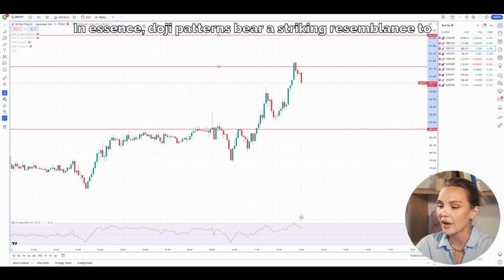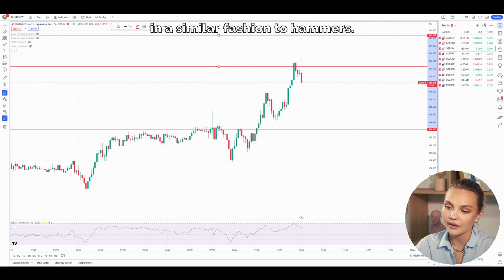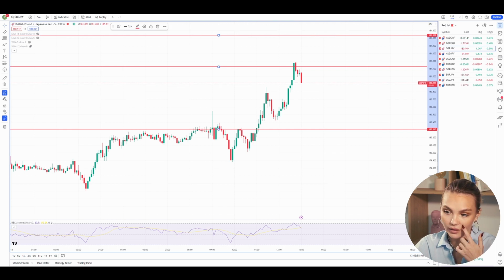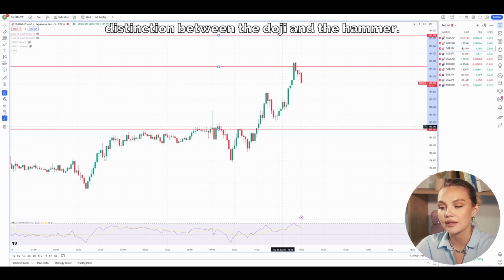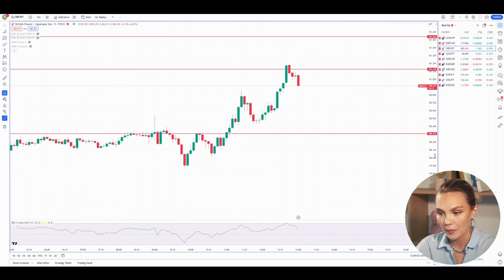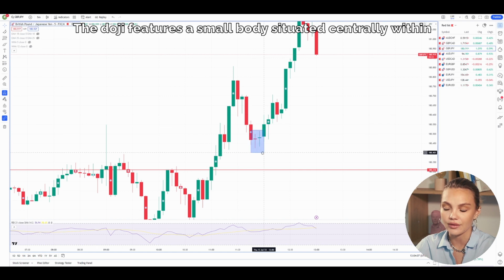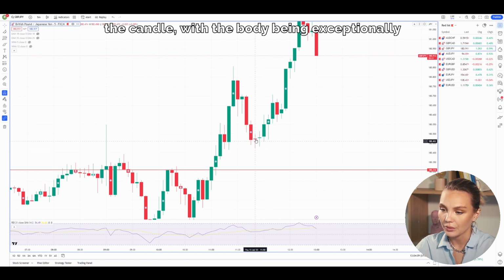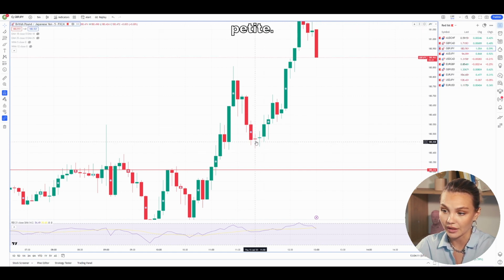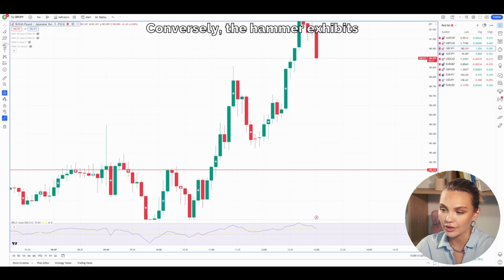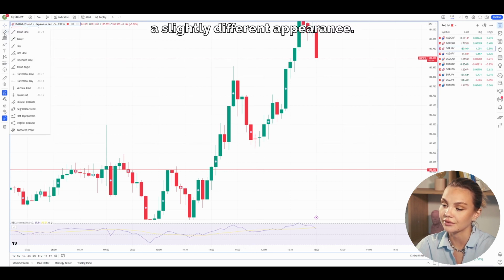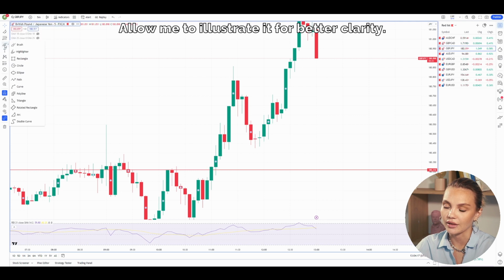In essence, doji patterns bear a striking resemblance to hammer patterns, and they operate in a similar fashion to hammers. Nonetheless, there exists a subtle distinction between the doji and the hammer. The doji features a small body situated centrally within the candle, with the body being exceptionally petite. Conversely, the hammer exhibits a slightly different appearance. Allow me to illustrate it for better clarity.